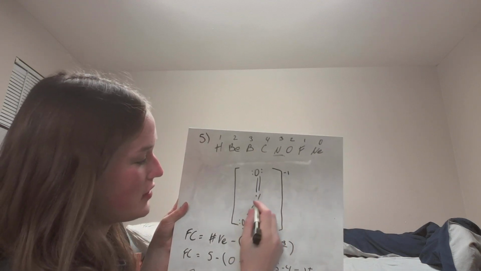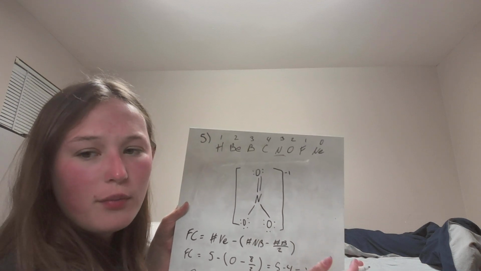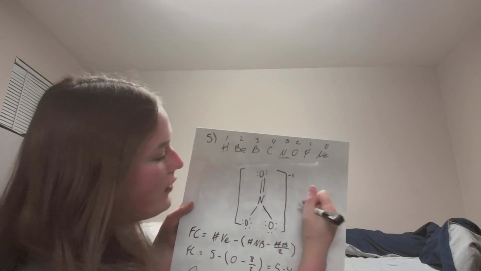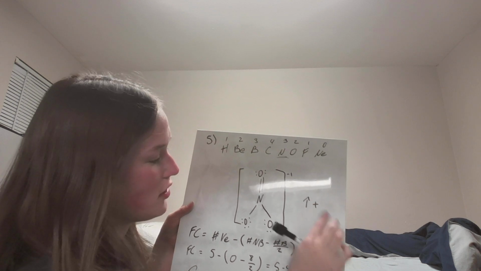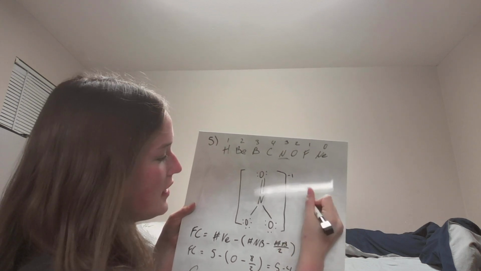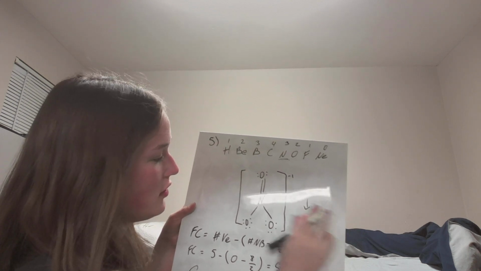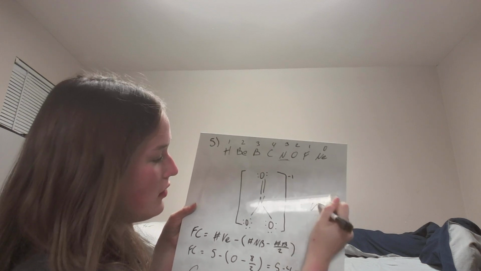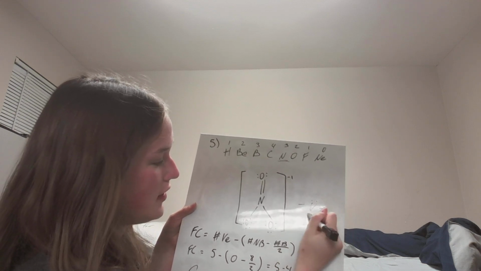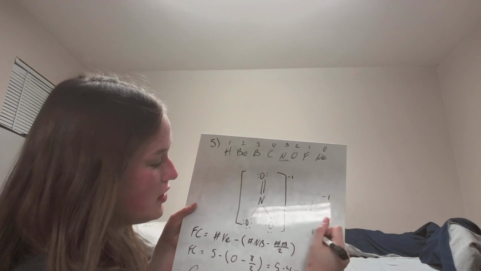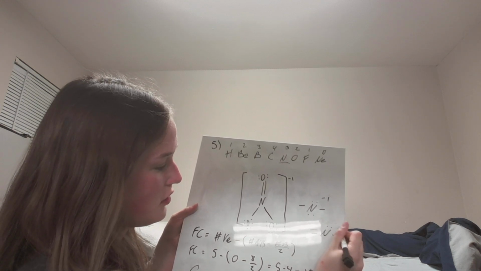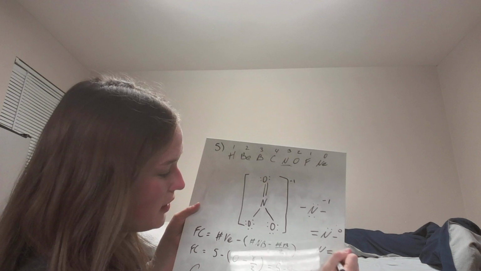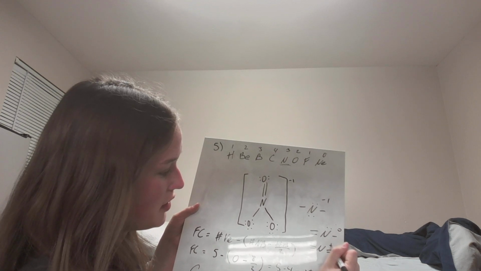Nitrogen can form more than 3 bonds, but if it has more than 3 bonds, it's going to have a positive charge. If it has less than 3 bonds, it's going to have a negative charge. So if nitrogen had 2 bonds like this, it would have a negative 1 charge. If nitrogen has 3 bonds like this, it has no charge. If nitrogen has 4 bonds, then it has a plus 1 charge.